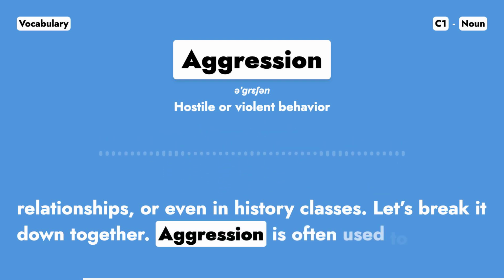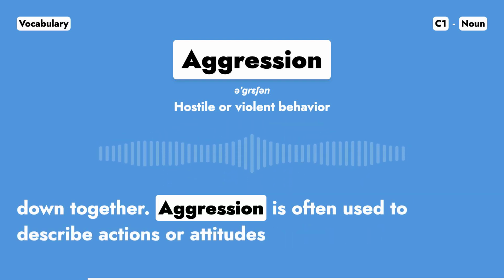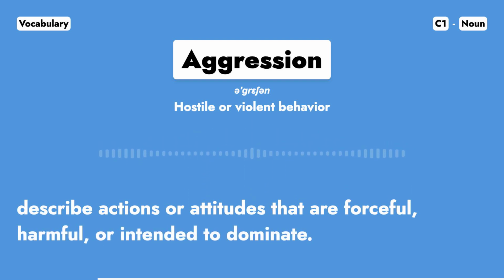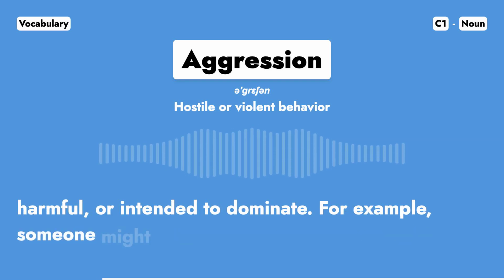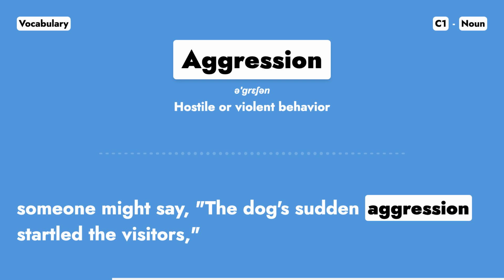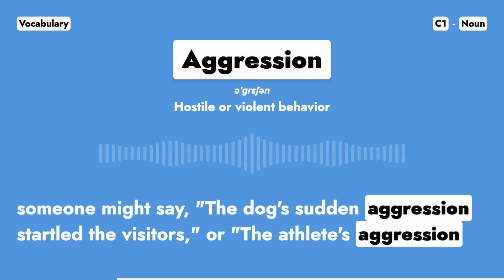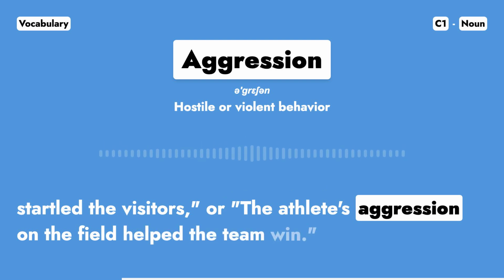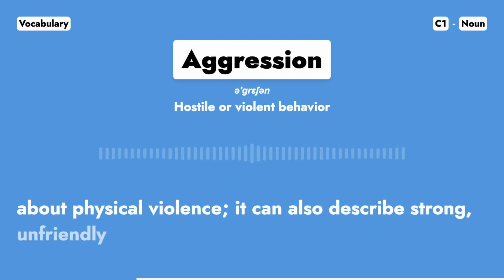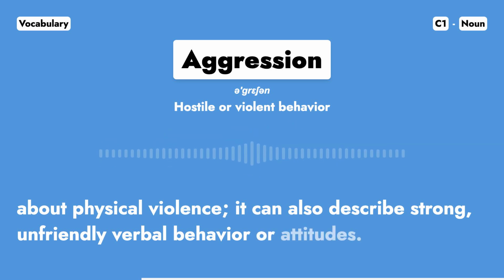Aggression is often used to describe actions or attitudes that are forceful, harmful, or intended to dominate. For example, someone might say, "The dog's sudden aggression startled the visitors," or "The athlete's aggression on the field helped the team win." It's not always about physical violence. It can also describe strong, unfriendly verbal behavior or attitudes.